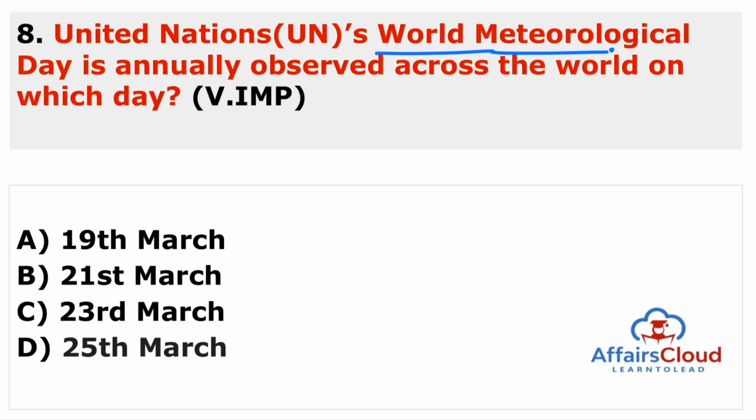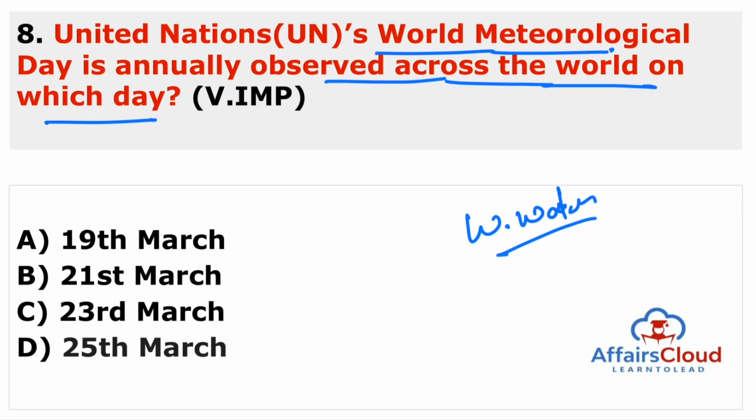United Nations World Meteorological Day is annually observed across the world on which day? You can also remember about the World Water Day. World Water Day is basically observed on the 22nd of March, and after one day, like after Water Day, there is a day, World Meteorological Day. So guys, it is clear, it is celebrated on 23rd of March. 23rd of March, and what is the theme of this day?